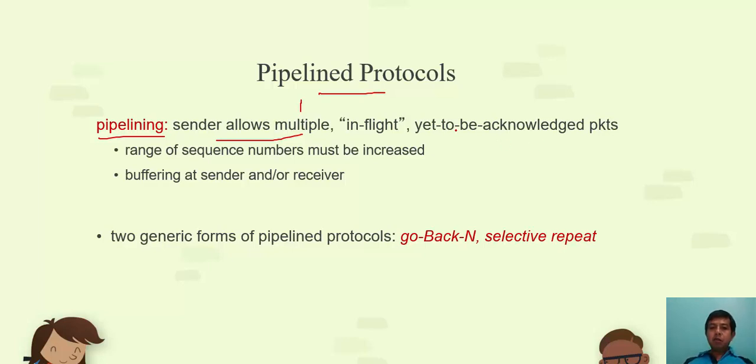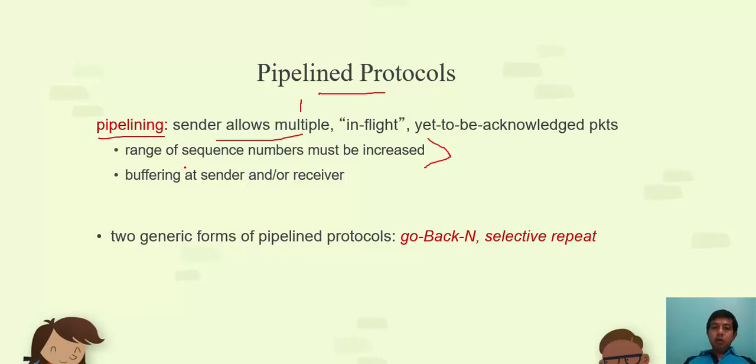The first requirement is obviously that the number of sequence numbers should be increased. Remember, in our stop and wait protocol, only two sequence numbers were required, 0 and 1, because two sequence numbers were sufficient to delineate the different packets. But since now we are sending more than one packet, we require more sequence numbers.